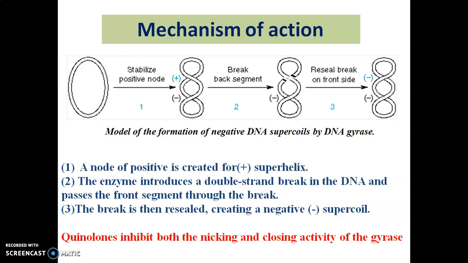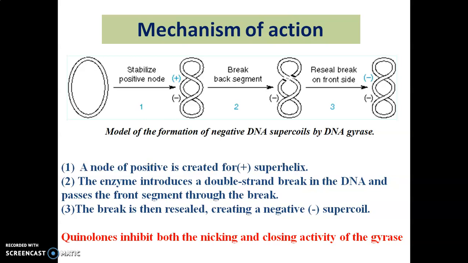Let us see the mechanism of action of fluoroquinolones. Fluoroquinolones inhibit bacterial DNA gyrase, that is topoisomerase II, an enzyme which is responsible for introducing negative supercoils into circular duplex DNA. The negative supercoils relieve torsional stress of unwinding helical DNA and allow transcription and replication to occur.